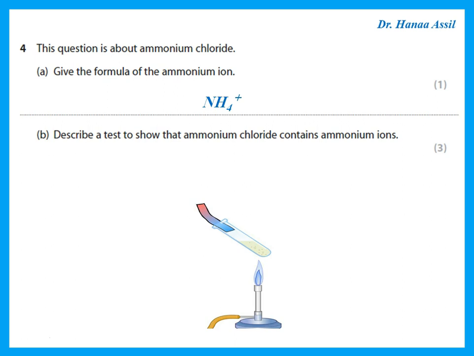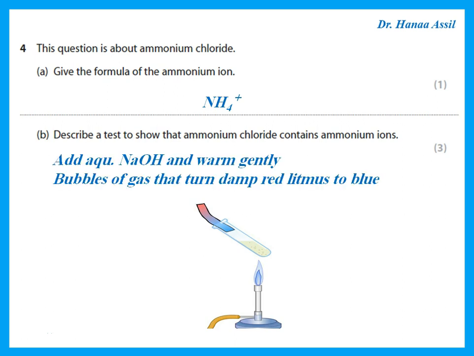Well, let's see. We add what? Remember this is for ammonium, not just ammonia gas. For ammonium, I have to add aqueous sodium hydroxide and warm gently. This will give bubbles of gas that turn damp red litmus paper blue. Remember that ammonium ions react with a base like sodium hydroxide and give out ammonia gas, which turns damp red litmus blue.